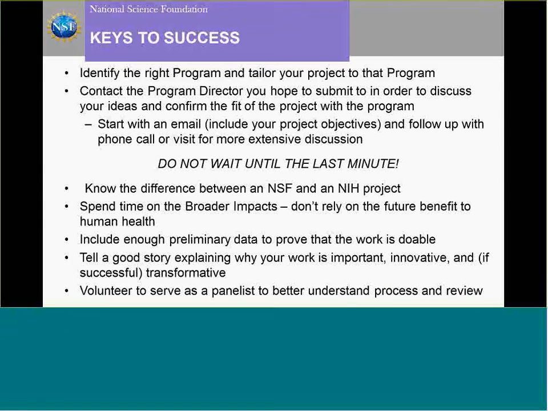Keys to success. The first one is identifying the right program. So please reach out to program directors early and have a conversation with them about which program best fits your research, and make sure you don't just tag or reformat an NIH proposal to be an NSF proposal. All of our panelists recognize that very quickly and don't really take kindly to it. I don't care whether it's an objective or an aim, but if the broader impacts portion isn't in there, then that's definitely going to be a bad sign.